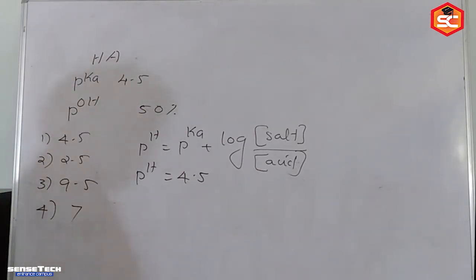So pH is equal to 4.5. Then what are they asking? pOH. How can we find pOH? pH plus pOH is equal to 14. So pOH is equal to 14 minus 4.5. So the answer is 9.5.